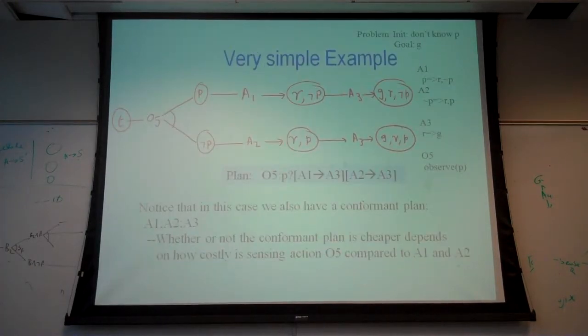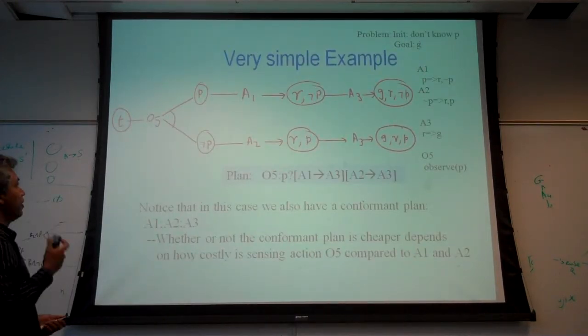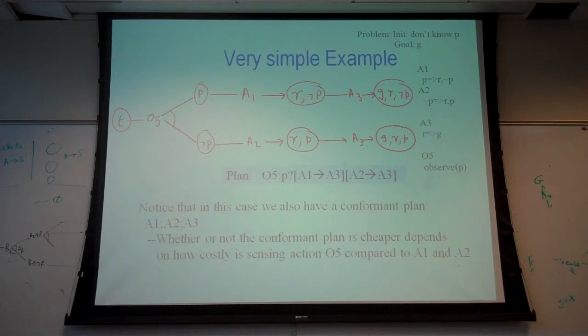Okay. So here is a very simple example where these are the actions A1, A2 and A3, and there is one particular observation action; all it does is observe P. I started, and in the beginning I don't know which state I am in, so basically my formula is true. If I don't know which state I'm in, then my formula is true, right?